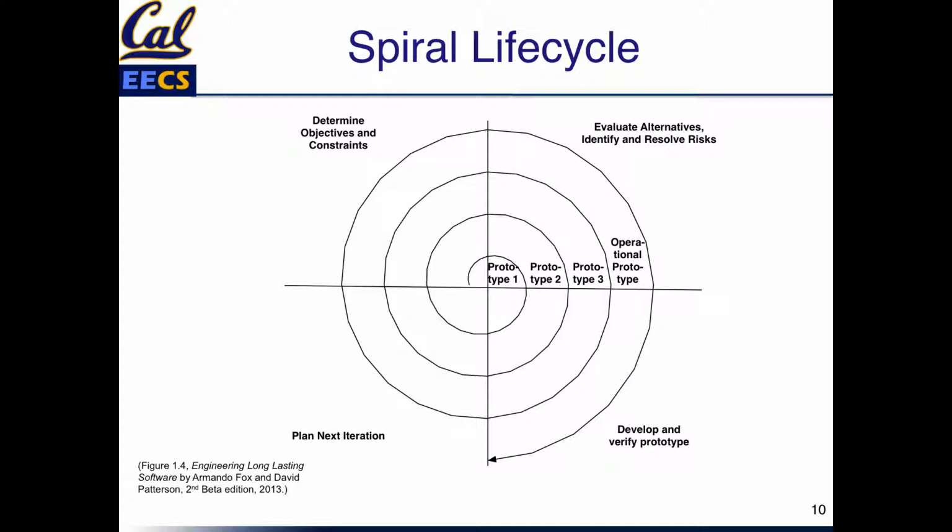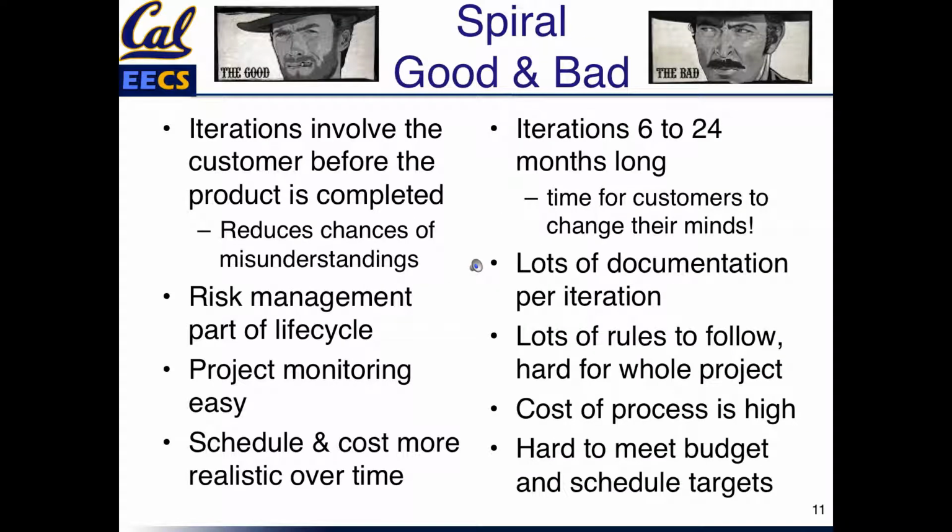So what's the good and the bad about Spiral? The good: the iterations involve the customer, so it's less likely that the customers are going to change their mind when you build this thing. They'll see it as it evolves. That's a good thing. It reduces the chance of misunderstanding. Risk management, that kind of comes from the business school. You identify the risks in advance to try and avoid them. That's part of this life cycle.